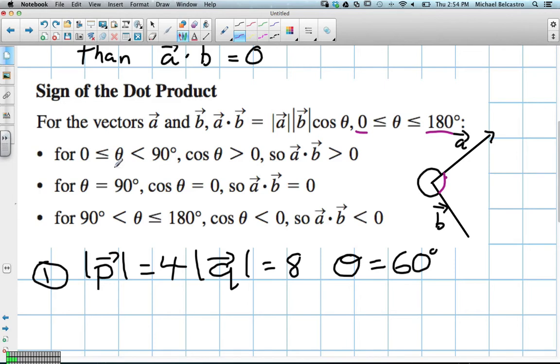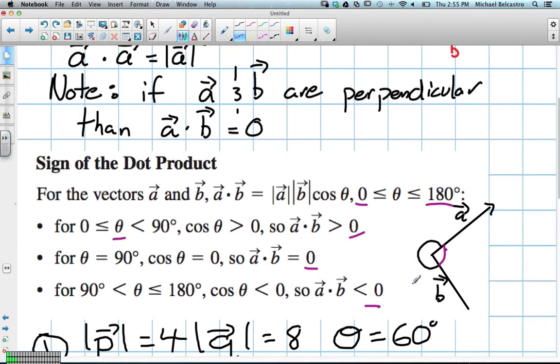And they give us some tips here that if theta is between 0 and 90, then the dot product will be greater than 0. If it's 90, we already know it's 0. And if it's between 90 and 180, the dot product will be less than 0. Just some notes. Again, as long as you memorize that formula, you're okay. You can solve all of this stuff on your own. Just some good notes to have.